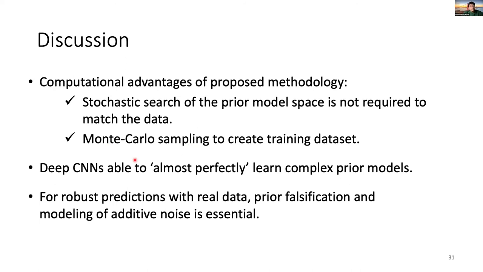We saw that on the synthetic training data, the deep CNNs are able to almost perfectly learn these complex features. But if you don't account for the real noise and these modeling imperfections, then your predictions with the real data will be biased. In order to account for robust predictions with the real data, we found the prior falsification approach and modeling of additive noise to be crucial.